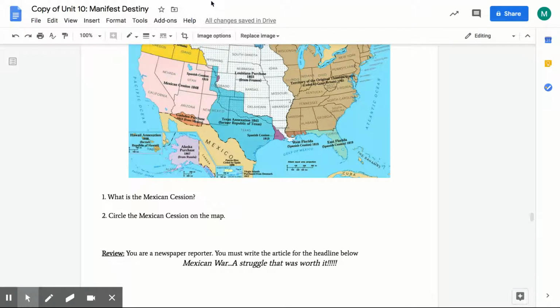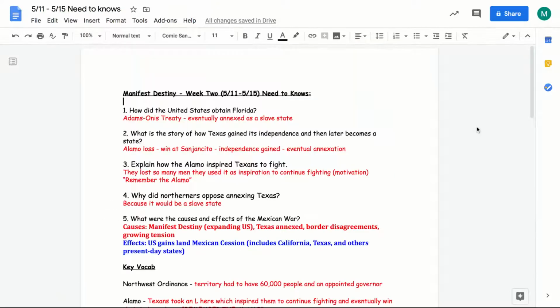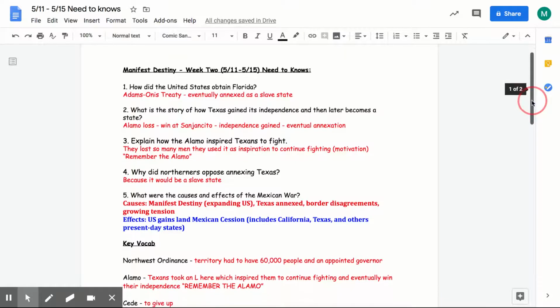So I'm going to switch tabs here quickly. Okay, so just like last week, I have this separate page which I'm going to post into the Schoology course after I give you guys time to. It's on there. You'll see it on there. Okay. So week 2, need to knows.